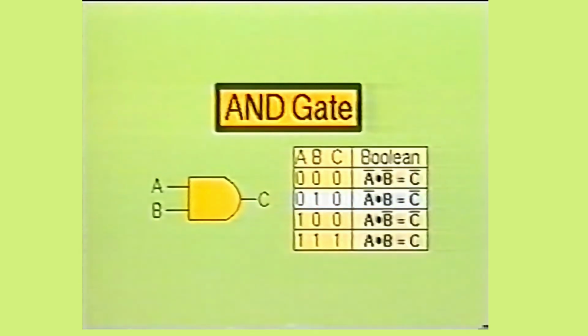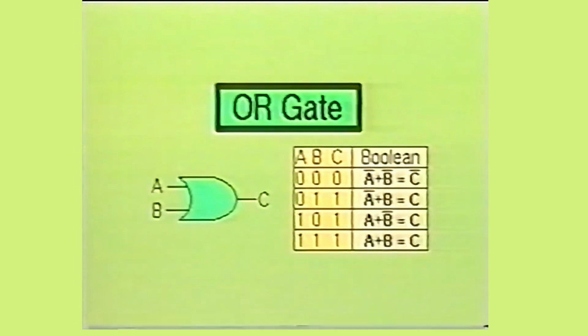In the next function of the truth table, input A is low, input B is high, and output C is low. In Boolean terms, this is written as not A and B equal not C. The third function of the truth table shows a high at input A, a low at input B, and a low at output C. In the Boolean system, this is stated as A and not B equals not C. The last function of the truth table shows a high on both A and B will result in a high output at C. In Boolean terms, this is stated as A and B equals C.